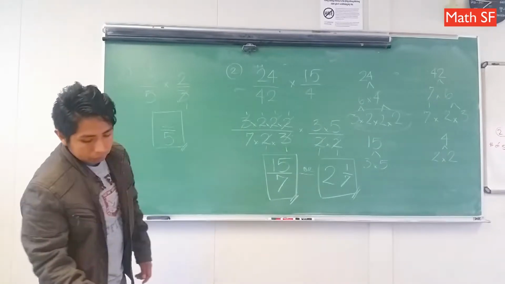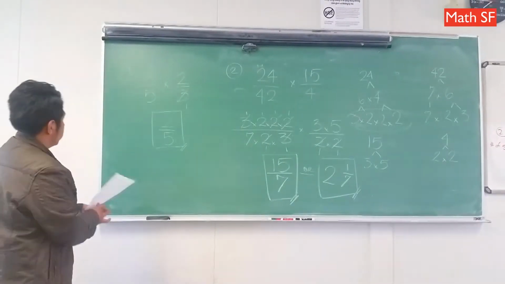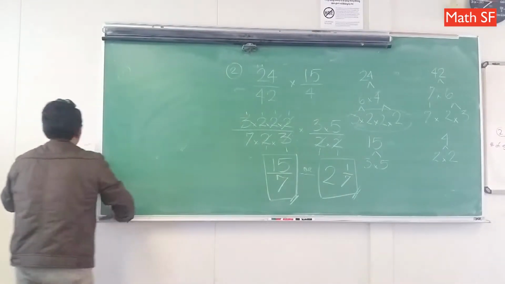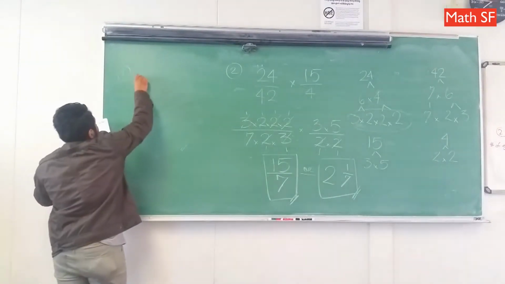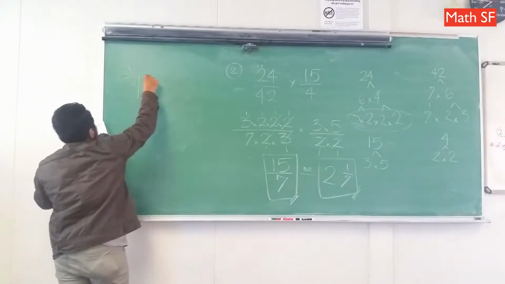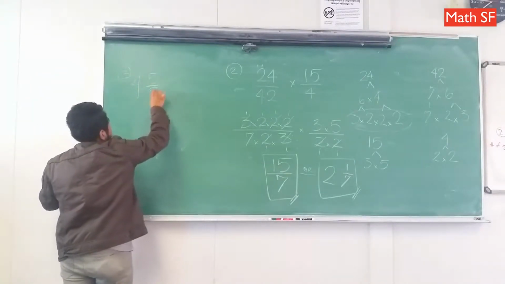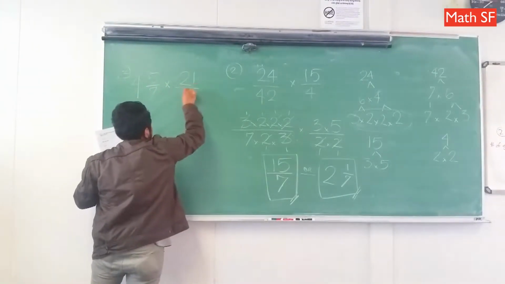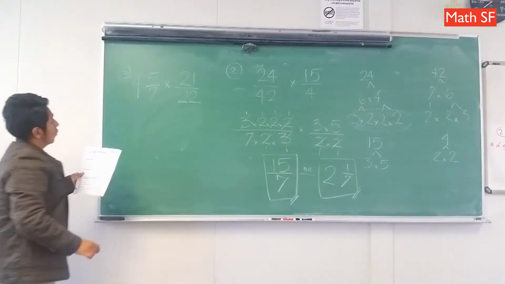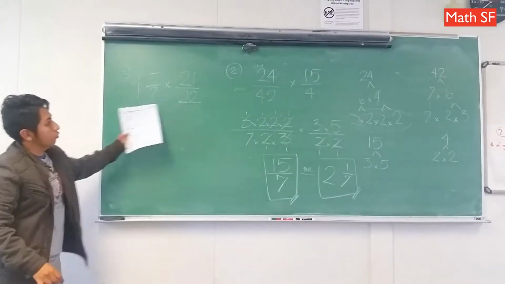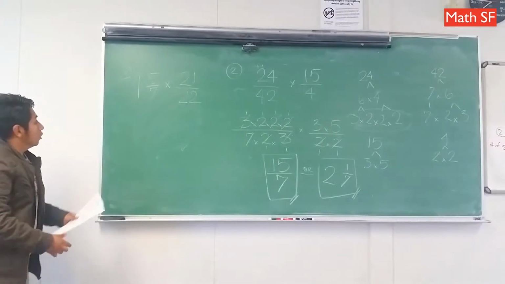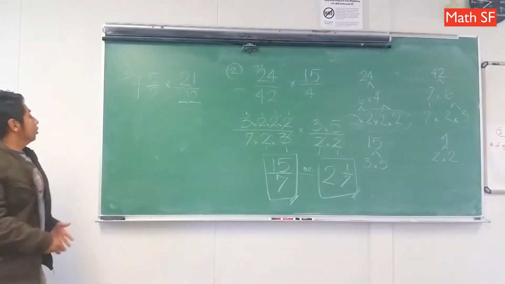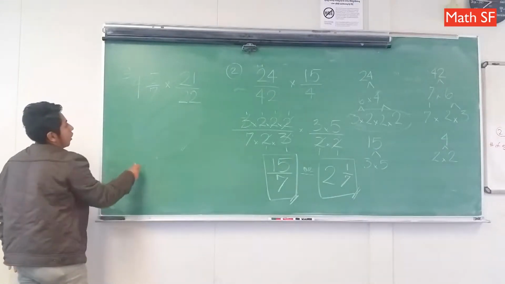Now, for the next problem, problem number 3, they say that we're going to have 4 and 5/7 times 21 over 22. We have to check if each of them is a fraction. In this case, this is a mixed numeral. Therefore, we must change it into an improper fraction.